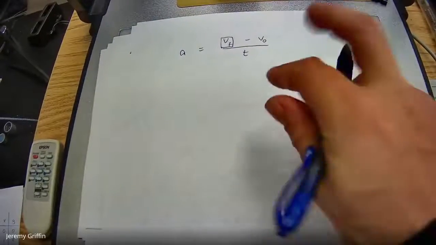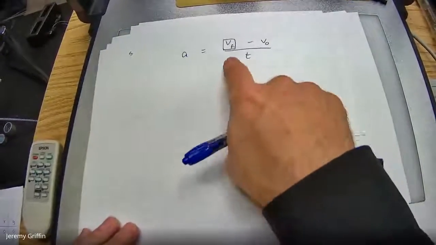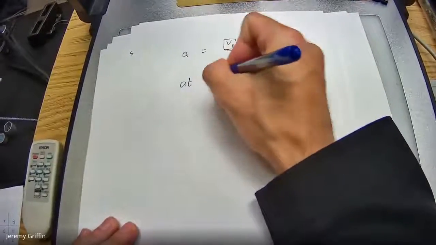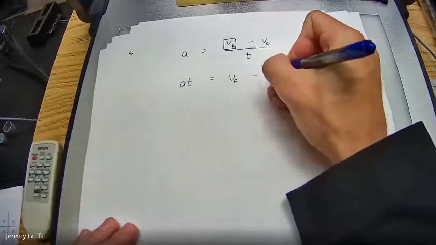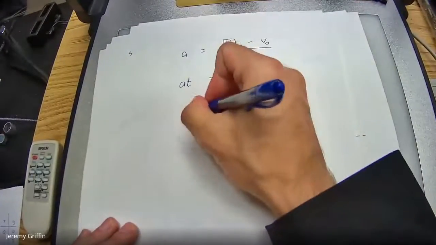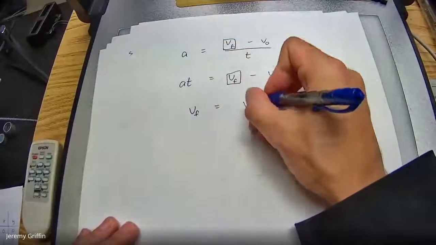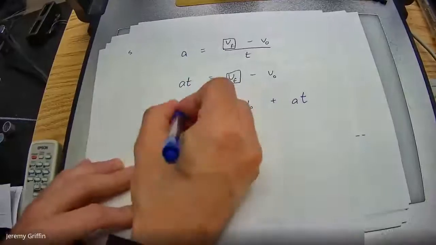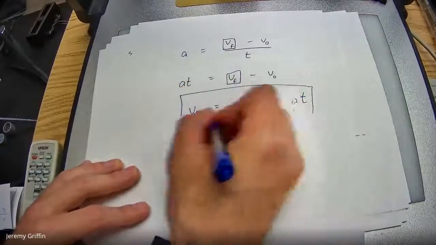So, can you guys do algebra? Can you guys solve for VF? Cross multiply by t, acceleration times time is the difference in velocities, start to finish. And then final velocity, therefore, is v naught plus at. That's one of your equations.